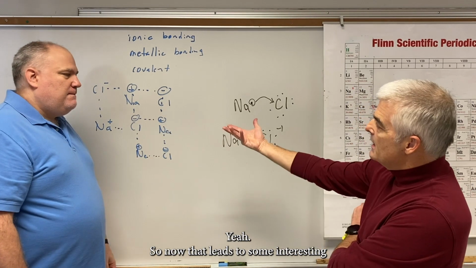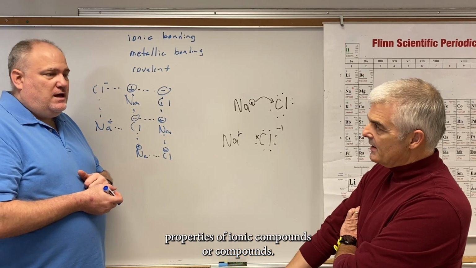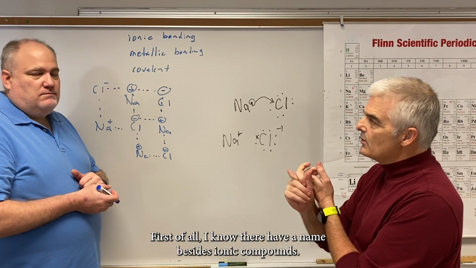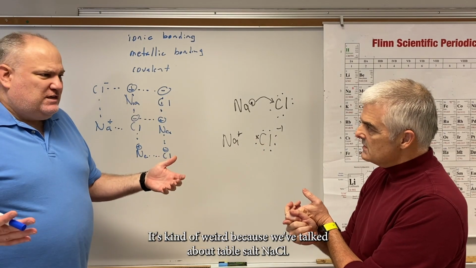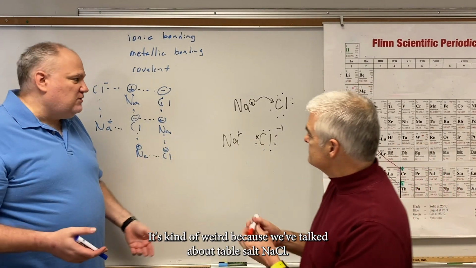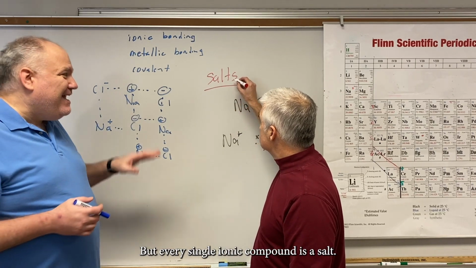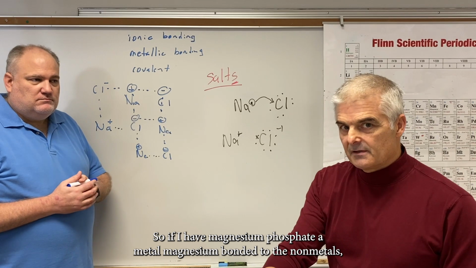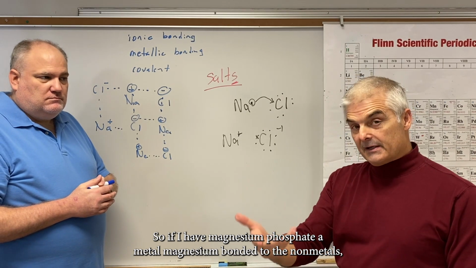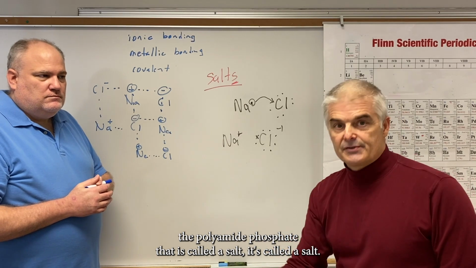Now that leads to some interesting properties of ionic compounds. First of all, they have a name besides ionic compounds. We call it generically salt. It's kind of weird because we've talked about table salt, NaCl, and we call that salt, but every single ionic compound is a salt. So if I have magnesium phosphate, a metal, magnesium, bonded to the polyatomic ion phosphate, that is called a salt.